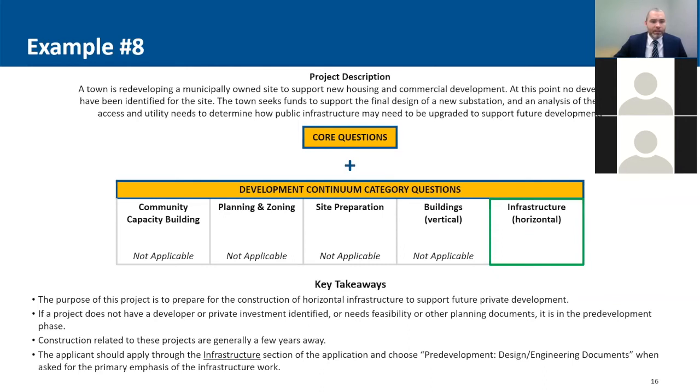Pre-development projects in the infrastructure section generally support design and engineering work to prepare for the construction of public infrastructure needed to leverage private development that will ultimately lead to new housing and or new jobs. Generally, these projects may not be ready for construction for a few years. When completing the infrastructure section, the applicant should select pre-development design or engineering documents when asked for the primary emphasis of the infrastructure work.